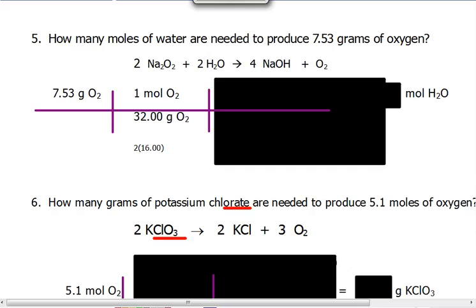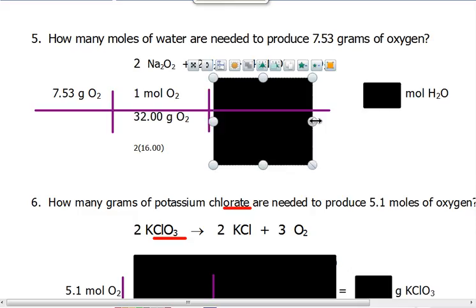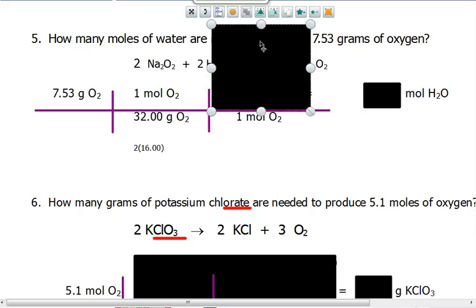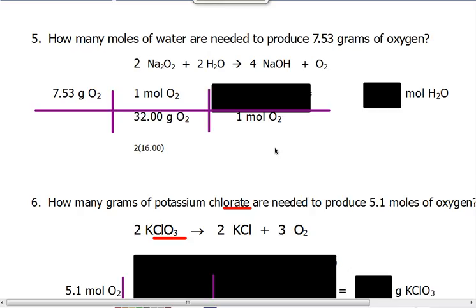So I've changed it to oxygen. What should I do in the next step? What goes at the bottom? Oxygen, water, sodium hydroxide, sodium oxide. What goes at the bottom? Oxygen. This unit always travels to the bottom to cancel out. And this one is because there's only one oxygen in the reaction.